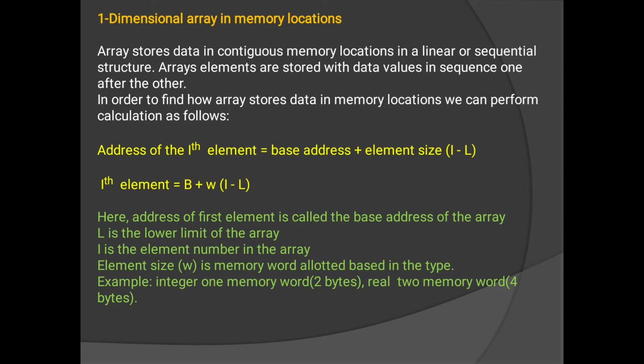For example, integer occupies one memory word, that is 2 bytes, and real type occupies two memory words, that is 4 bytes. Which means that one memory word occupies 2 bytes of memory, and two memory words occupy 4 bytes of memory. So here W represents the memory word allotted to the variable according to the data type.